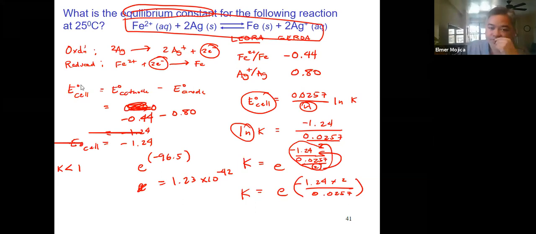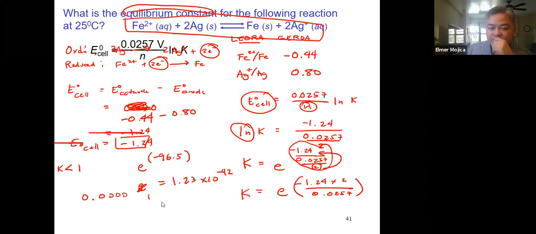Okay? So it has a negative value in terms of the cell potential, which means the K is less than 1. And 1.23 times 10 to the negative 42 is really less than 1, because that means you have 41 zeros before you have the 1.